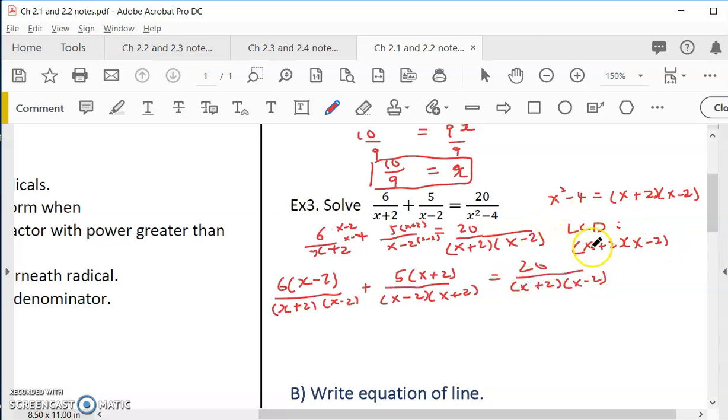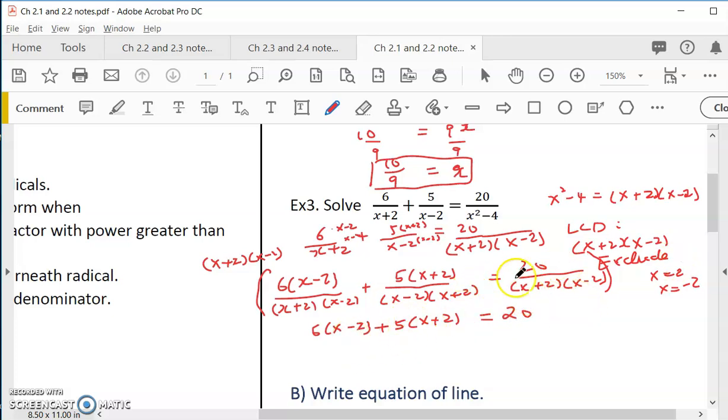Oh, and also, by the way, what is the excluded value? In order not to divide by 0, I should exclude x equal to 2 and x equal to negative 2. So these two are excluded from the solution. Now I have all of them in the common denominator. I would just pretend that I am multiplying the whole thing by x plus 2, x minus 2, so that all these cancel. And so I would have 6 times x minus 2, plus 5 times x plus 2, equal to 20. Do you agree? And then I'm just going to solve it as if it is a normal linear equation.